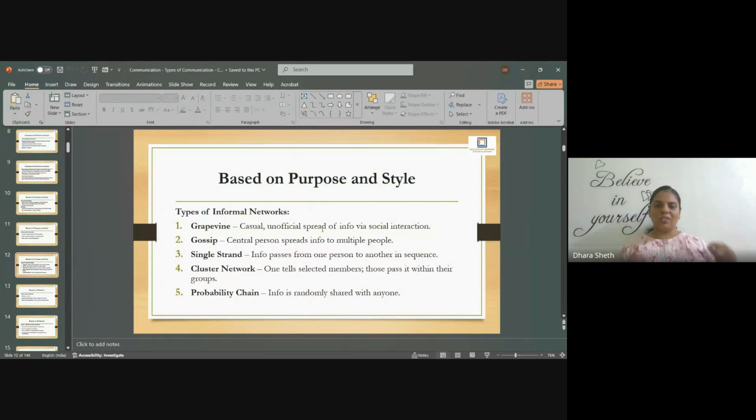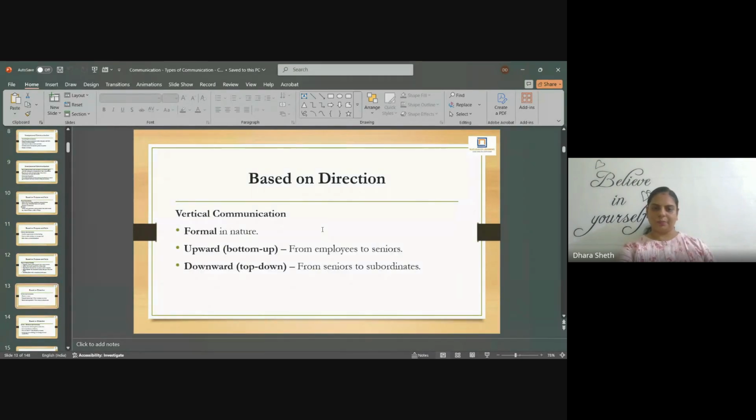it spreads. Gossip is one person goes and tells 10 people one by one or together. That is gossip. A single strand is an info passes from one person to another in a line sequentially. Cluster network. One person tells a few selected members and then they pass it within their groups. And the last is probability chain. The info is randomly shared with anyone. That's probability chain. Okay, 5 kinds of informal networks.